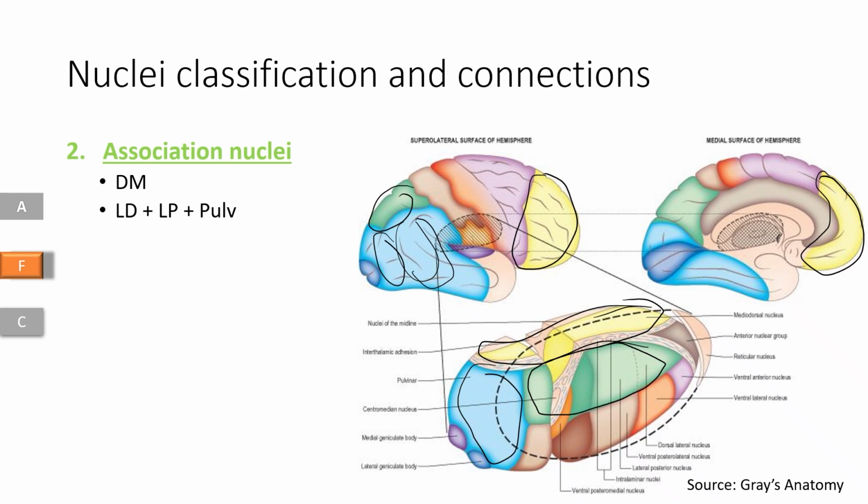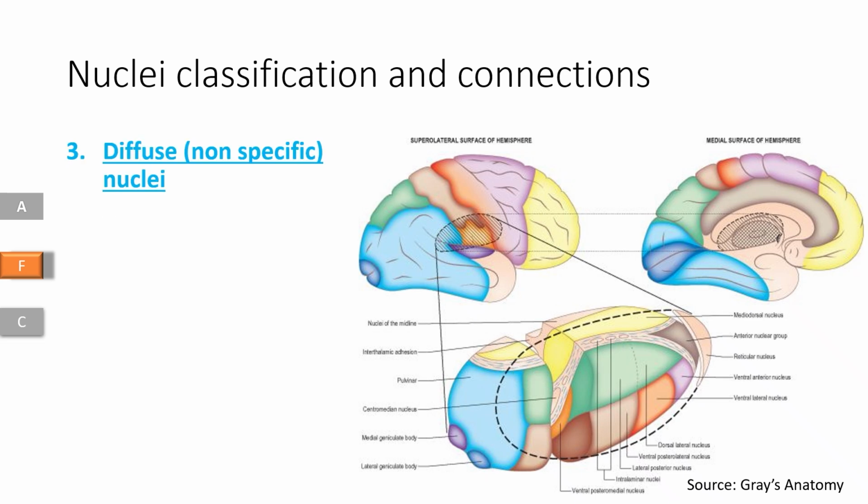That is how the dorsomedial nucleus, and the lateral dorsal, lateral posterior, and pulvinar project. These are the association nuclei. Now let's look at the next.